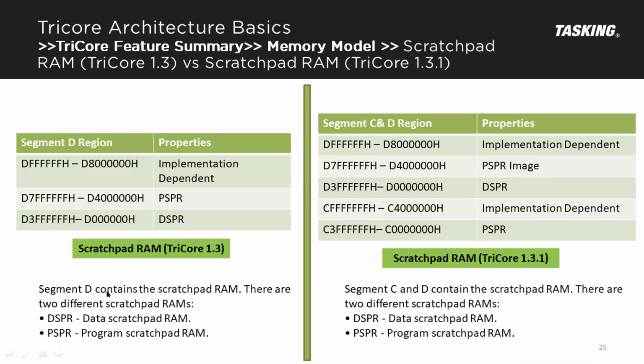So segment D for 1.3 contains the scratchpad RAM, and the scratchpad RAM could be one of two things. It's either DSPR, data scratchpad RAM, or PSPR, program scratchpad RAM. And for TriCore 1.3.1, you will find that segments C and D contain the scratchpad RAM, so data scratchpad RAM again, and program scratchpad RAM. So these are the differences between 1.3 and 1.3.1.